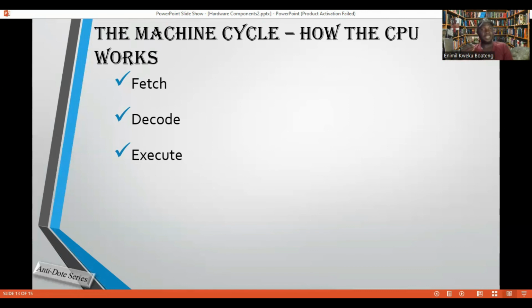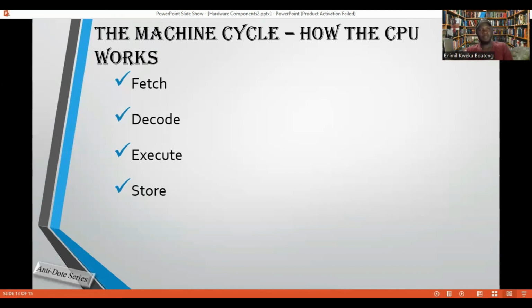Once the CPU is done working on the instructions, it paves way for the next cycle to take over, which is store. This is the final stage, or the final operation, in the machine cycle, or how the CPU works. The results of the instructions that have been worked on are stored, or written back to memory.